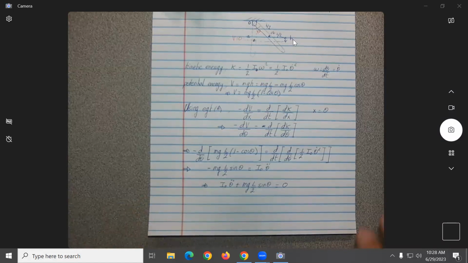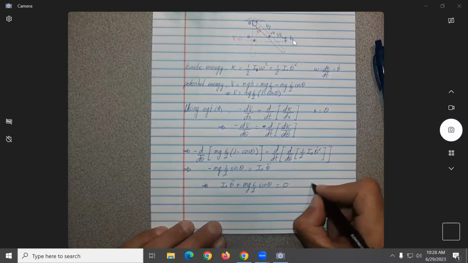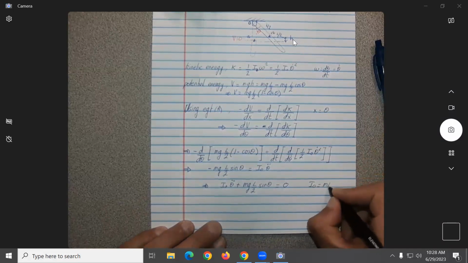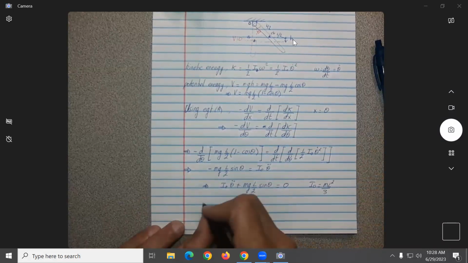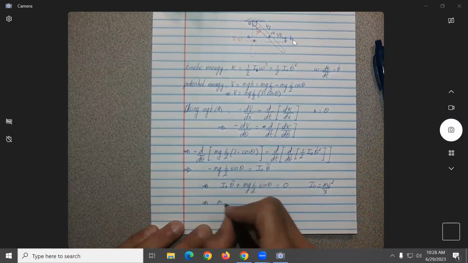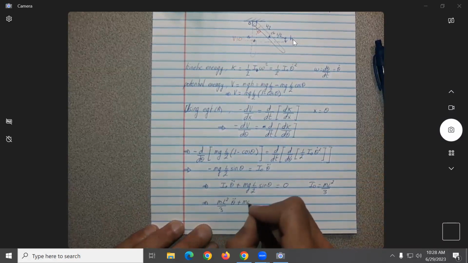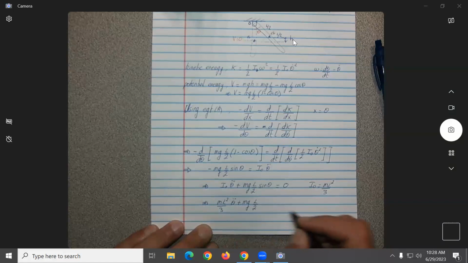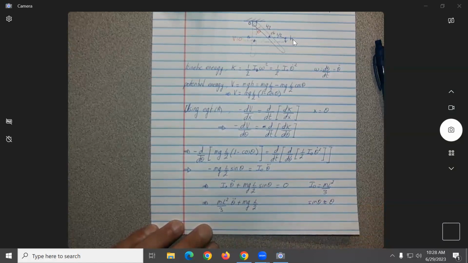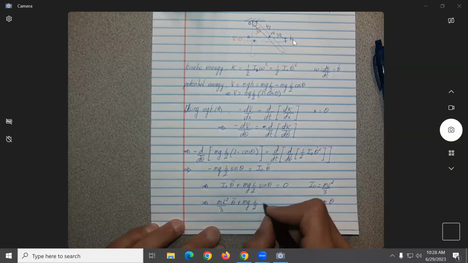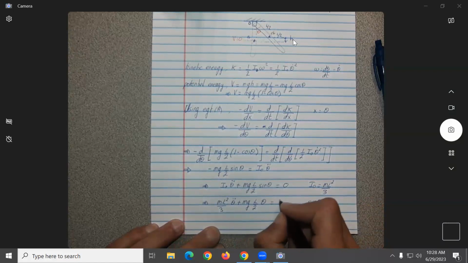Okay, so I think last time probably we said that I sub naught is ml squared over 3. Correct? So this will become ml squared over 3 theta dot dot plus mgl over 2, and then I'm going to skip one term here. For small angles, what do we say? That sine theta could be equal to theta. So we go plus mg theta equal to 0.